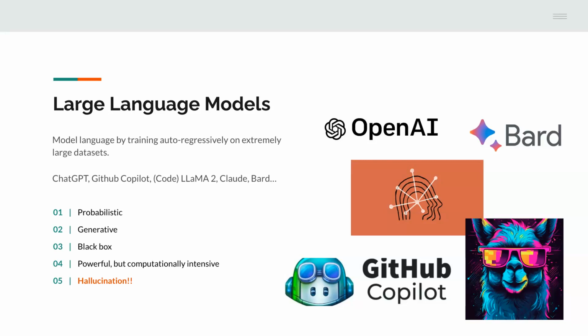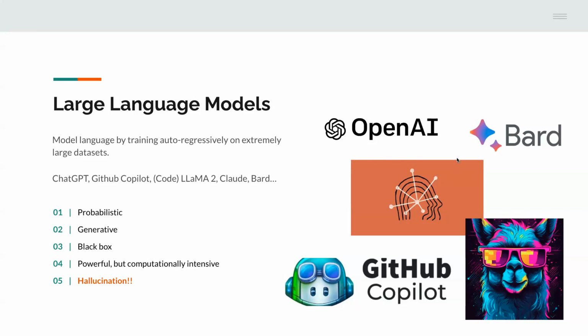Okay, so let's get started talking about large language models. Very simply put, large language models model languages by training autoregressively on extremely large data sets. Those data sets are usually at the scale of the entire internet. By autoregressively, I mean that they're usually trained by predicting the next token. So they're actually trained very easily, but because the data that they are trained on are really, really large, that gives them some very, very powerful capabilities.